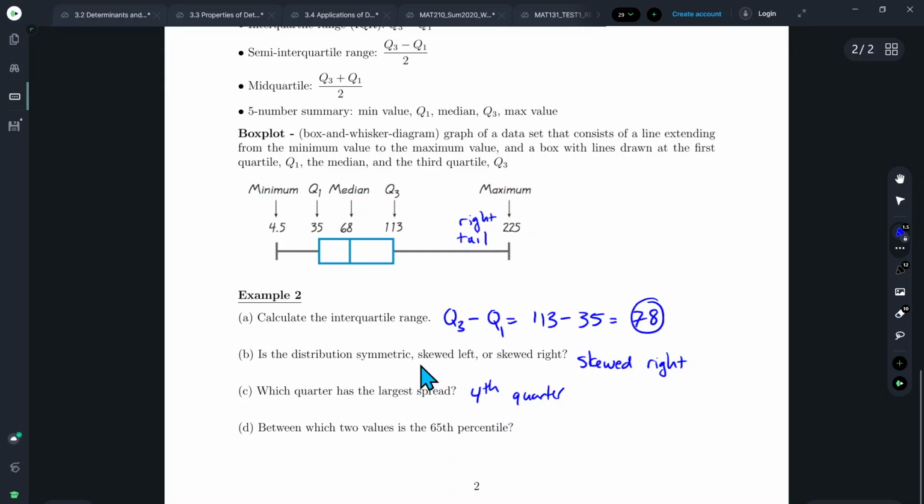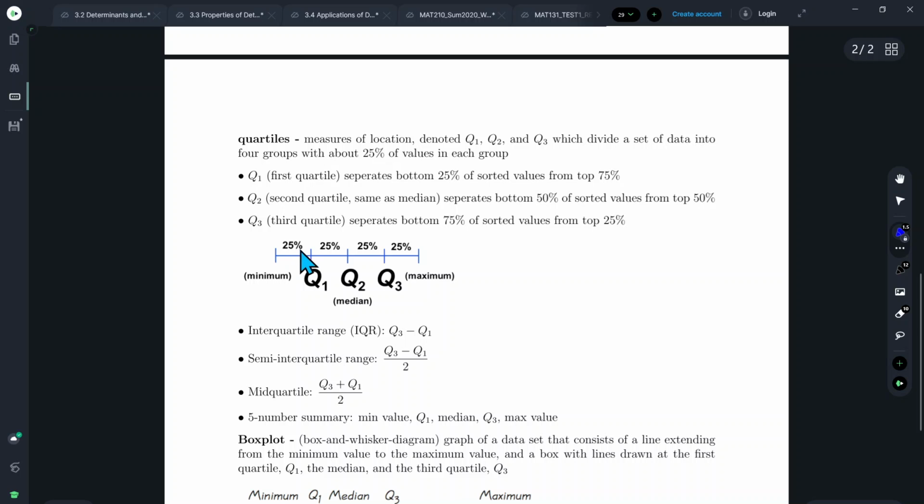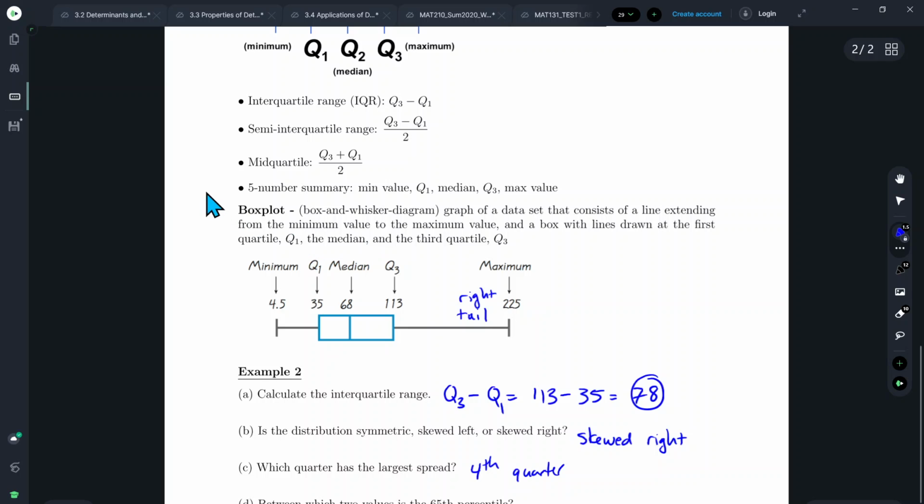And then finally, where is the 65th percentile, right? You can see that the 4 quarters are marked off by these different values, right? So the minimum would be at 0%, then Q1 would be at 25%. The median is where the 50% mark is. Q3 would be the 75% mark, and the maximum would be the 100% mark, right?